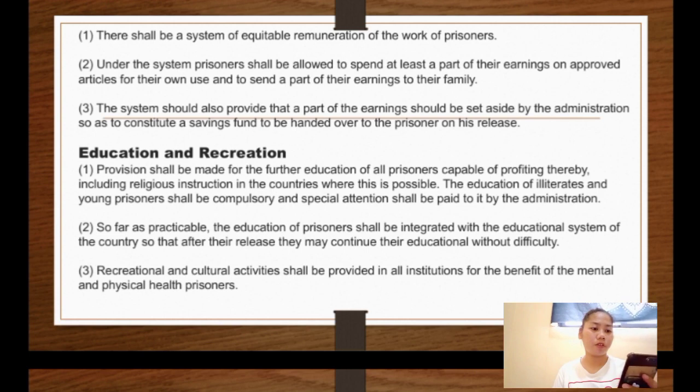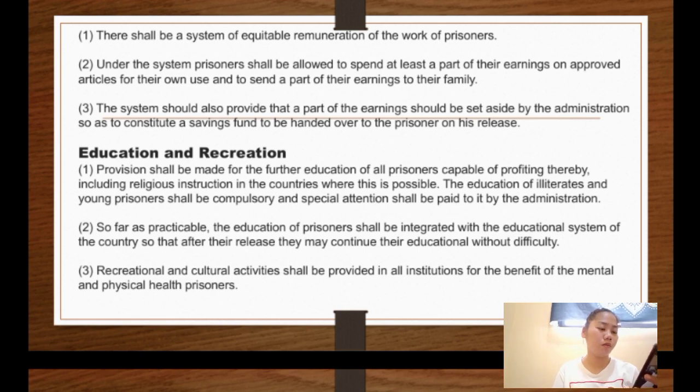Good day, sir. My report is all about education and recreation, social relations and aftercare, insane and mentally abnormal prisoners. Education and recreation. Number 1, provision shall be made for the further education of all prisoners capable of profiting thereby, including religious instruction in the countries where this is possible. The education of illiterate young prisoners shall be compulsory and special attention shall be paid to it by the administration.